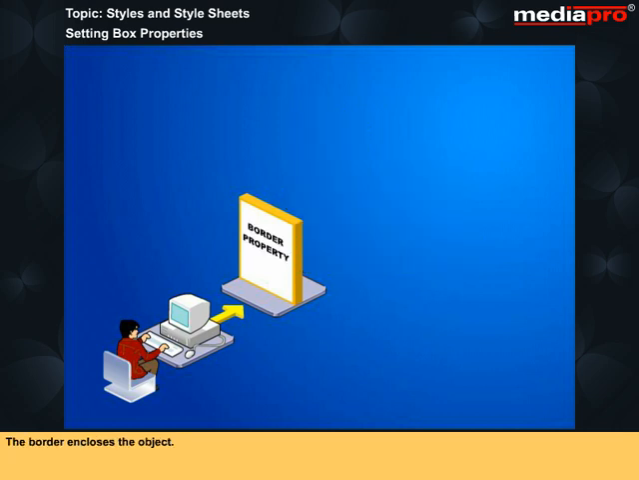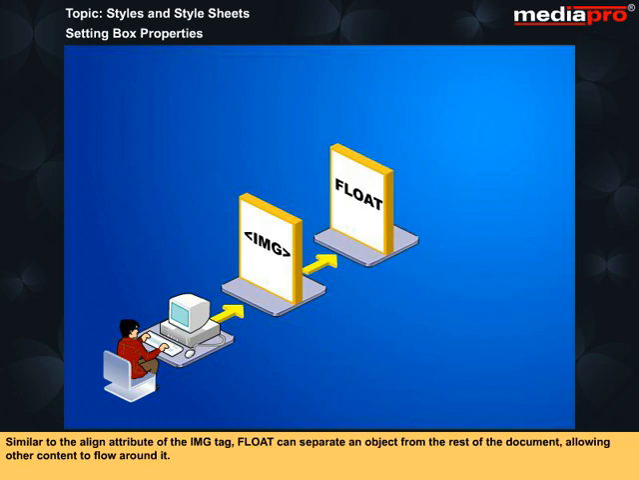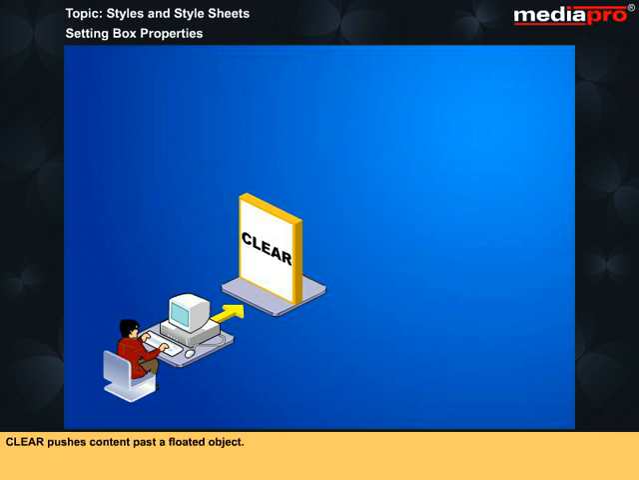The border encloses the object. The padding is measured from the border of an object to its contents, so the border and padding here behave as they do for tables. Similar to the align attribute of the img tag, float can separate an object from the rest of the document, allowing other content to flow around it. Clear pushes content past a floated object.